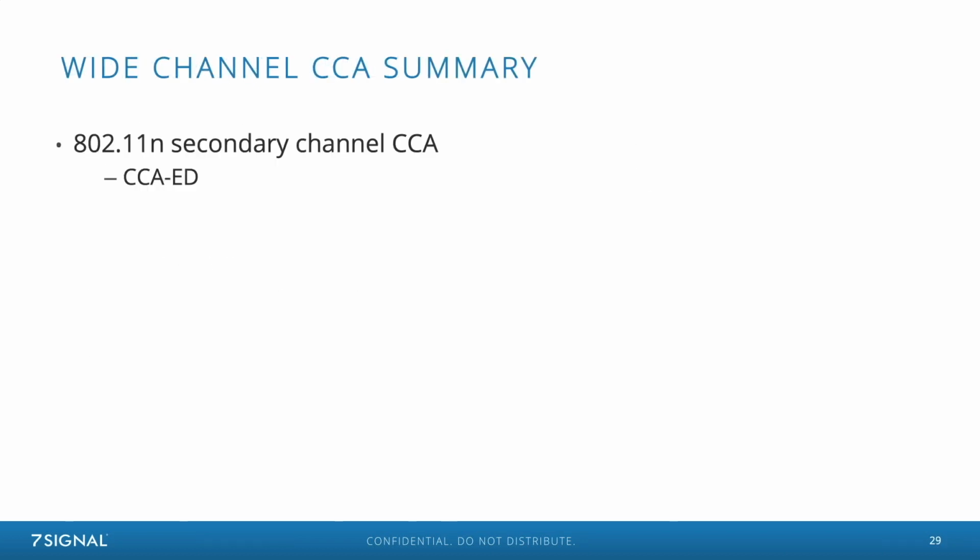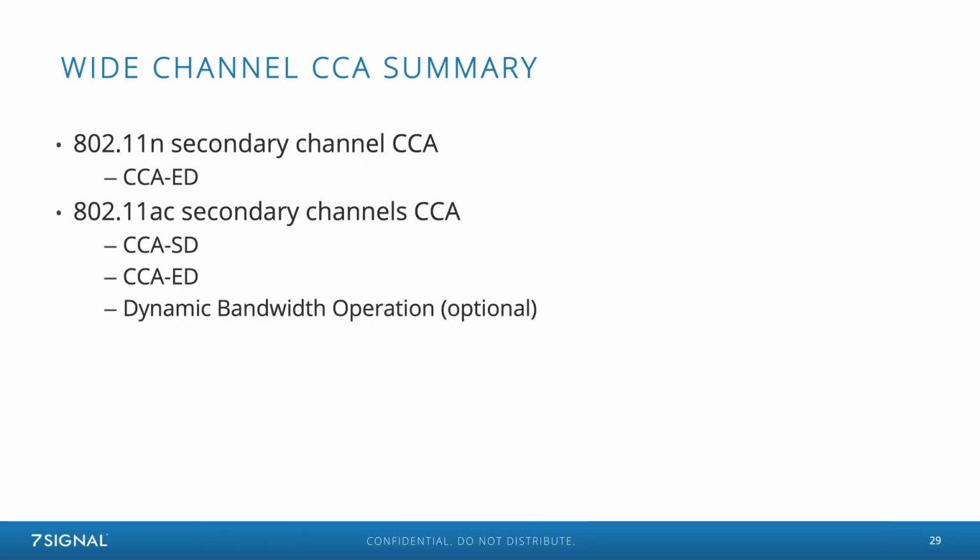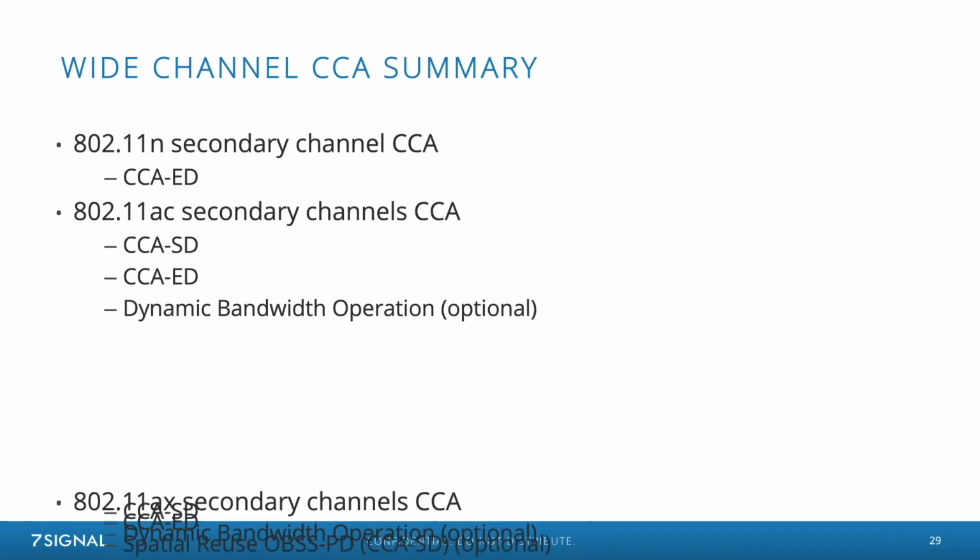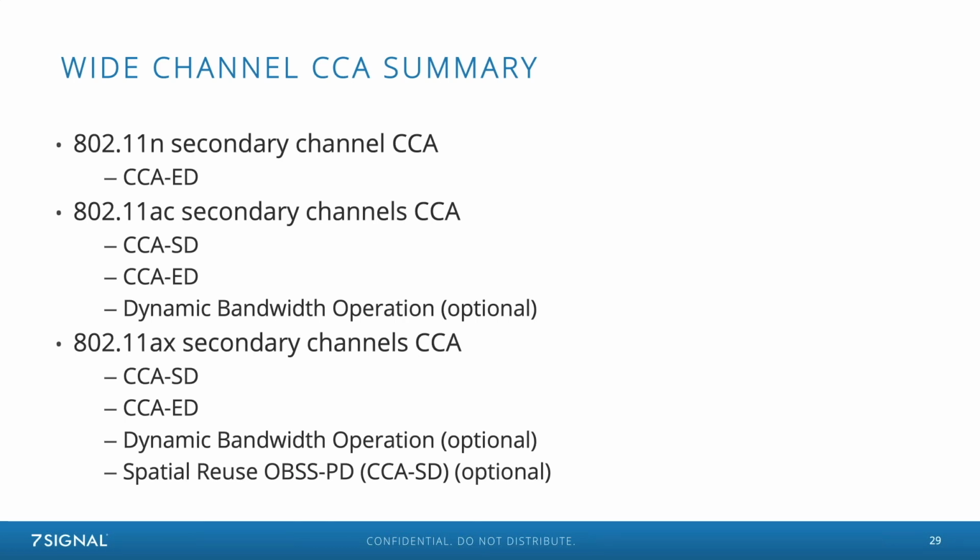So let's summarize what we learned about CCA. With 802.11n, at least the ratified version, in the secondary channels, we've got energy detect. 802.11ac brought in signal detect and the option for dynamic bandwidth operation. And then 802.11ax builds on AC and adds those spatial reuse CCA thresholds that hopefully we'll be able to make use of, particularly in areas where OBSS conditions, CCI, is unavoidable. That can be a really beneficial feature.